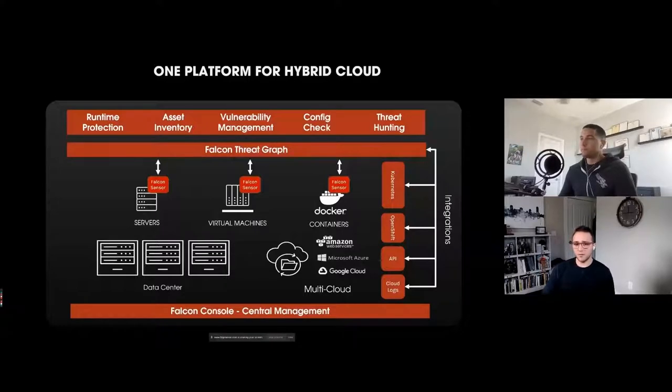And we do this, as I said, on servers, virtual machines, Docker and containers, whether it's Docker or Podman. And we also support Amazon, Microsoft, and Google Cloud. And so our Falcon Threat Graph integrates as well with Kubernetes, OpenShift, the underlying APIs in Kubernetes, and also integrates with various cloud logs like CloudWatch and CloudTrail to build cloud-specific indicators of attack to protect against your cloud workloads.